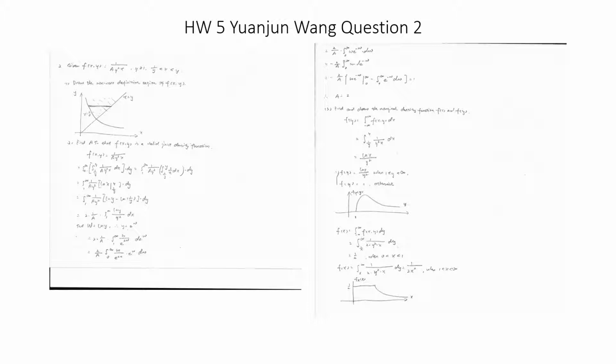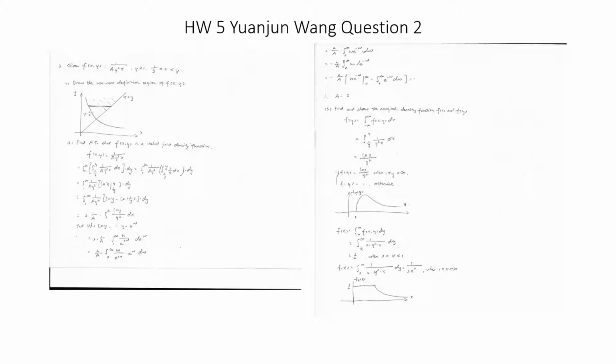Now we take the constants out, and the 2 will come out, and then the 1 over A will come out. So it's going to be 2 times 1 over A times the integral from 1 to infinity of ln of y over y squared dy.